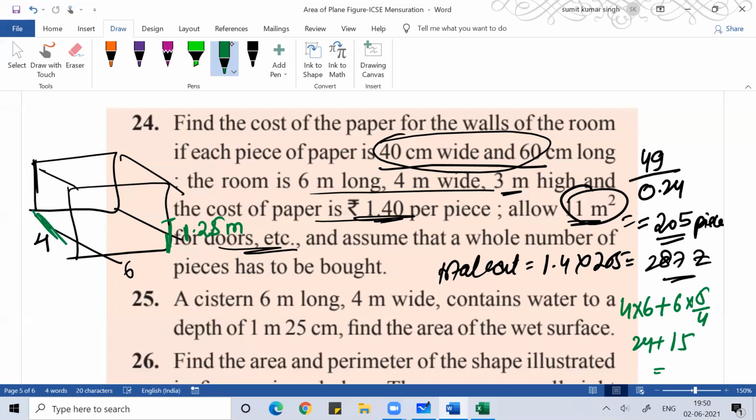So the surface area of the 4 walls will be 6 into 1.25 plus 6 into 1.25 plus 4 into 1.25 plus 4 into 1.25, which is 25 meter square. The surface area of the bottom will be 6 into 4, 24 meter square. So the total surface area will be 25 plus 24, 49 meter square. Here the height I'll take 1.25, and except the roof, I'm considering all.